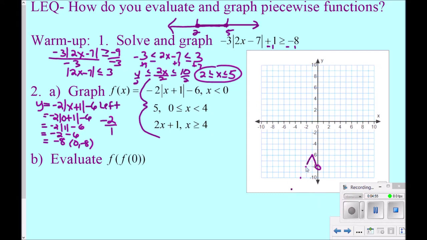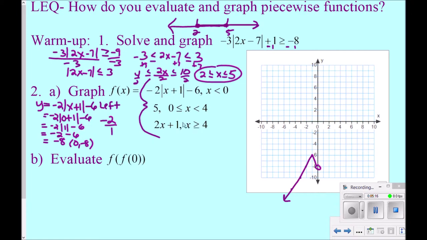And then I will go ahead and graph the absolute value. So that's the first piece of the piecewise function. Okay, next we need to graph y equals 5. Well, y equals 5 would be a straight horizontal line, but there are some domain restrictions here.